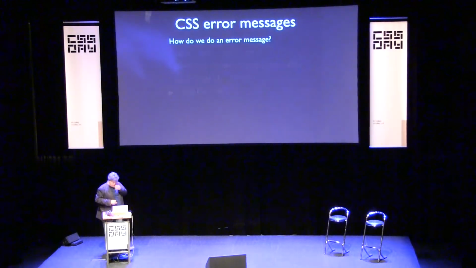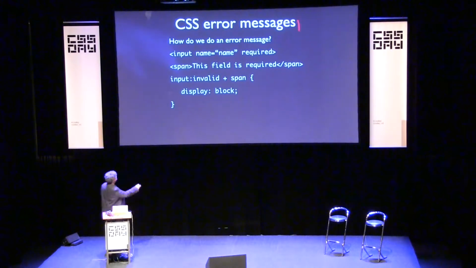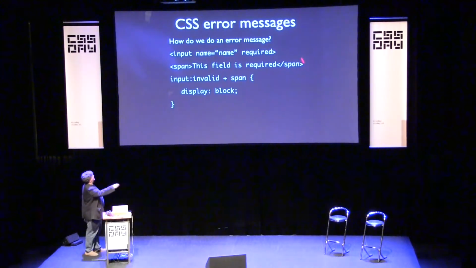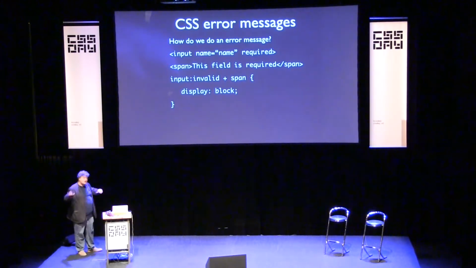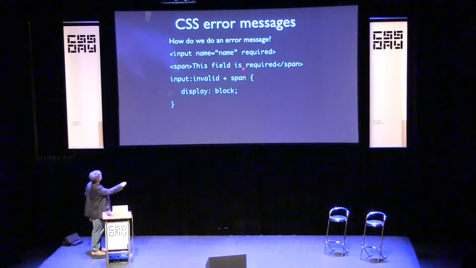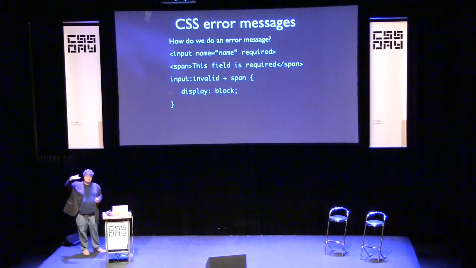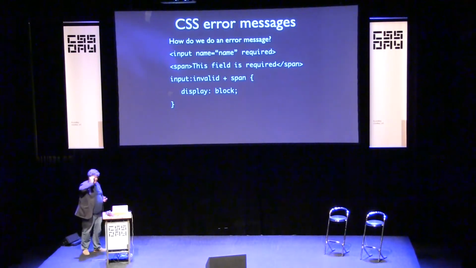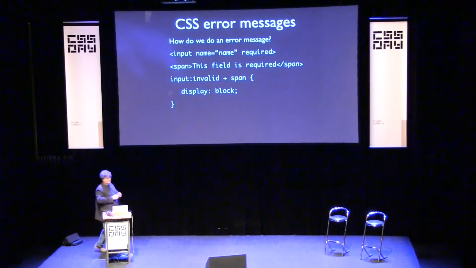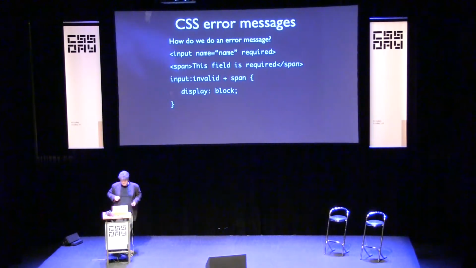So how do we do an error message instead? Something like this, probably. This will work, right? The input, a span after it, and if it's invalid, you show the span. Which is fine, which will work. It has one disadvantage though, you're forced to put the span after the input, while sometimes you actually want to put the error messages before the inputs. You can work around that as well, but this is the best we can do right now.